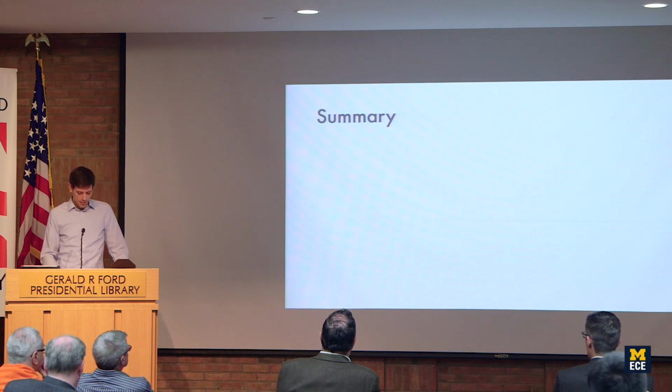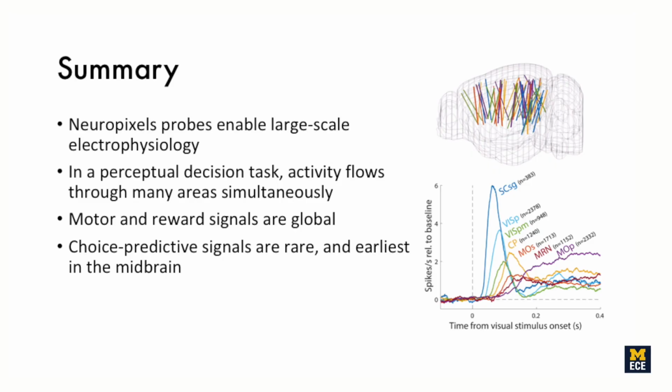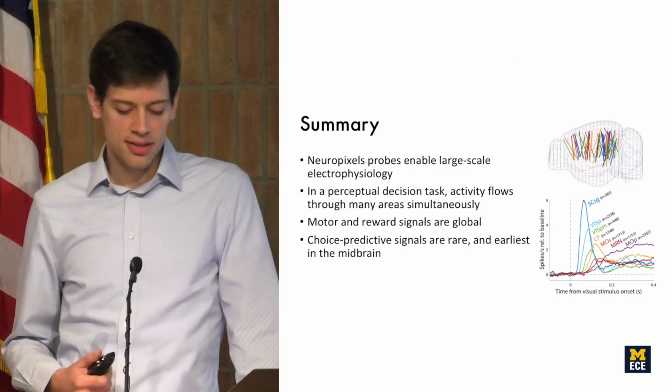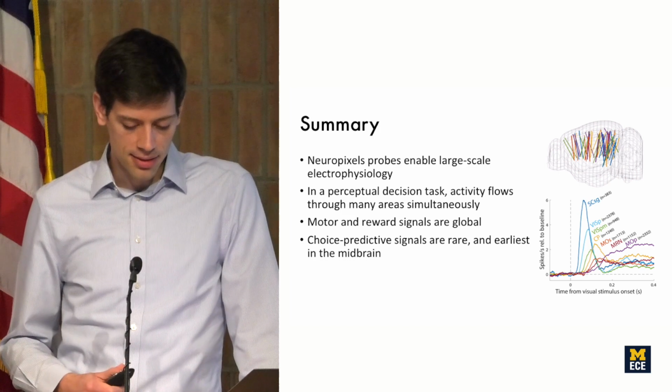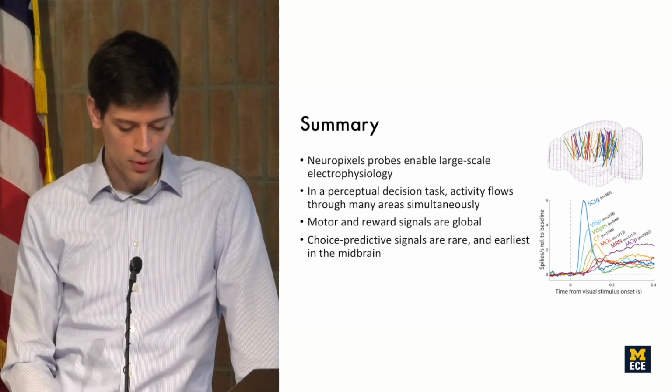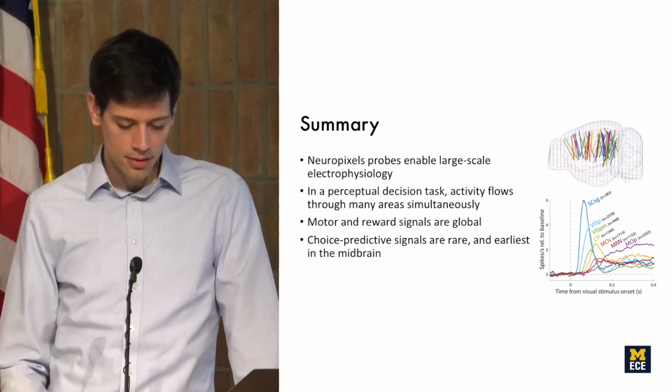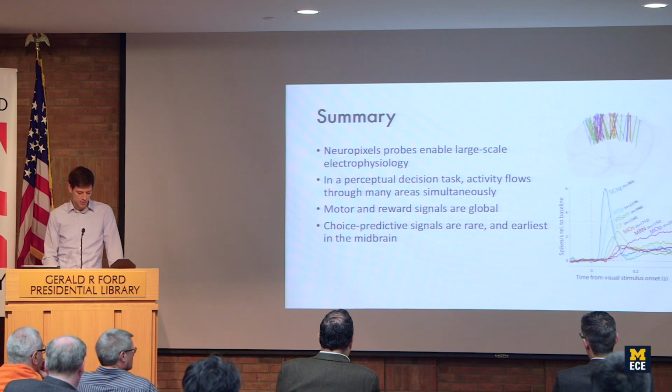So to summarize, with the NeuroPixel probes, we were able to record many thousands of neurons across the mouse brain during a behavioral task. Activity is observed in many regions simultaneously, and specifically motor and reward-related signals appear to be global. Whereas choice predictive signals are rare, and we observed those earliest in the midbrain, which was a surprise to us, and we think suggests a lot of further questions for the neural basis of perceptual decision-making.